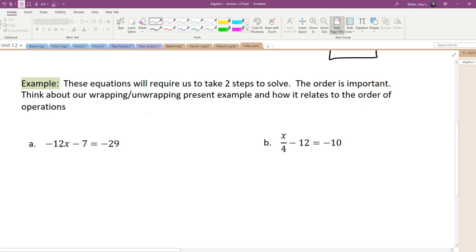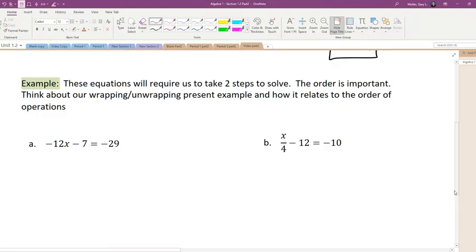If I knew what x was, so if I was sitting here with the situation of negative 12x minus 7, and I said, hey, let's let x equal 2, for example, then we would plug the 2 in right here. And the first thing we would do is we would multiply by the negative 12. And the last thing we would do is subtract 7. Well, when we are wrapping a present, it's like following the order of operations. But solving an equation is like unwrapping the present. And so we just have to do it in the opposite order. Now, I don't want to get too fancy with it.